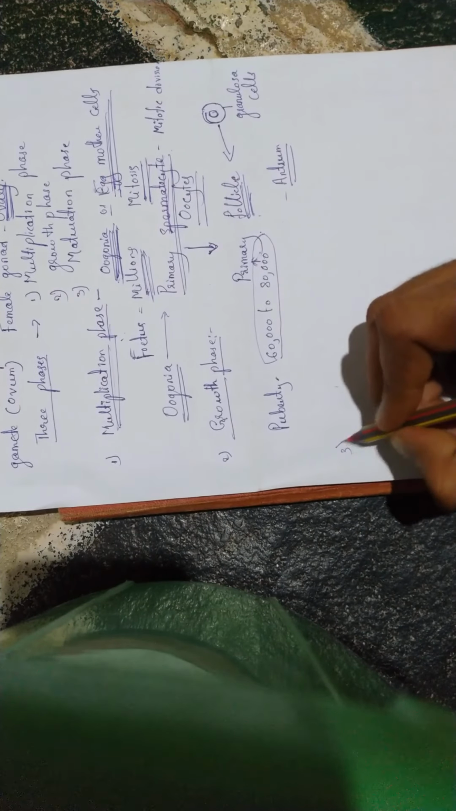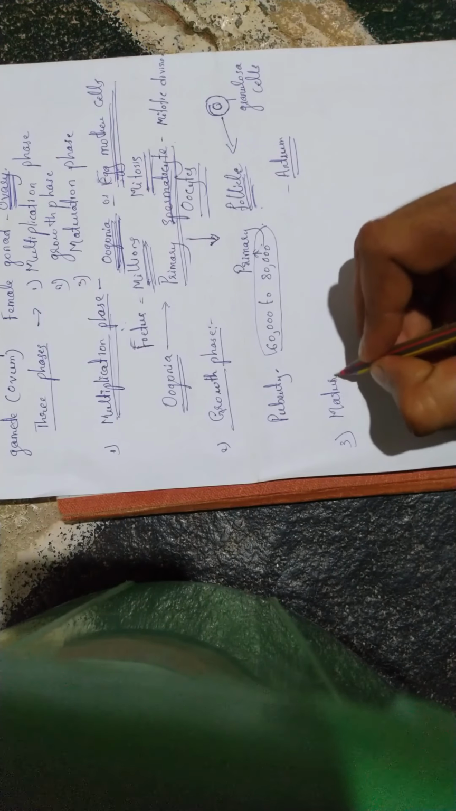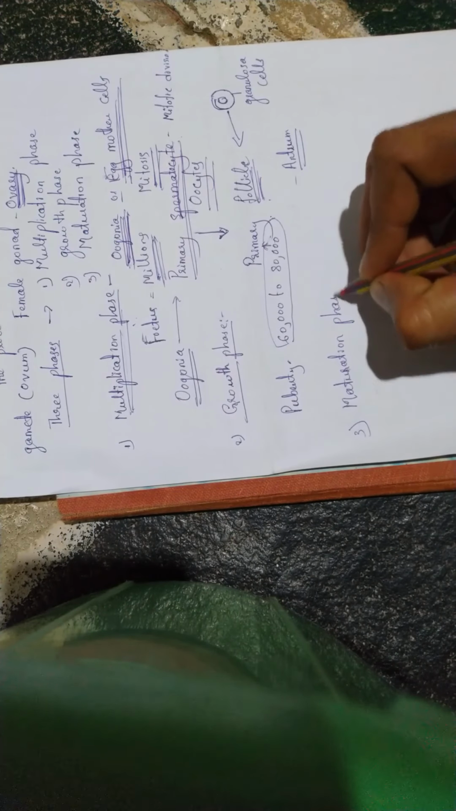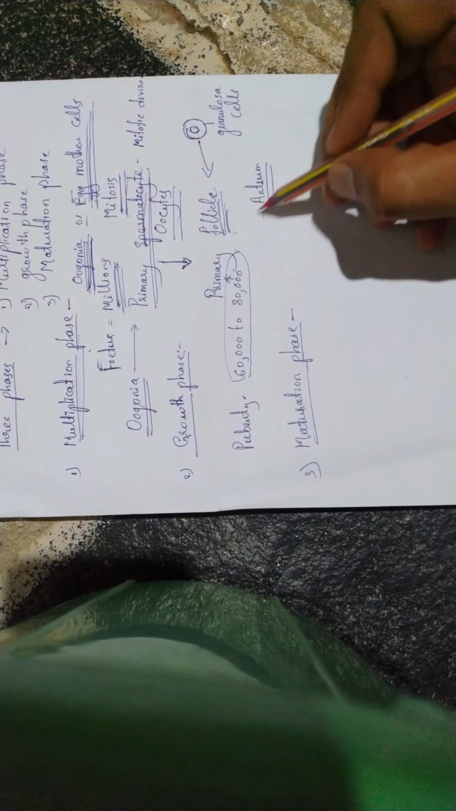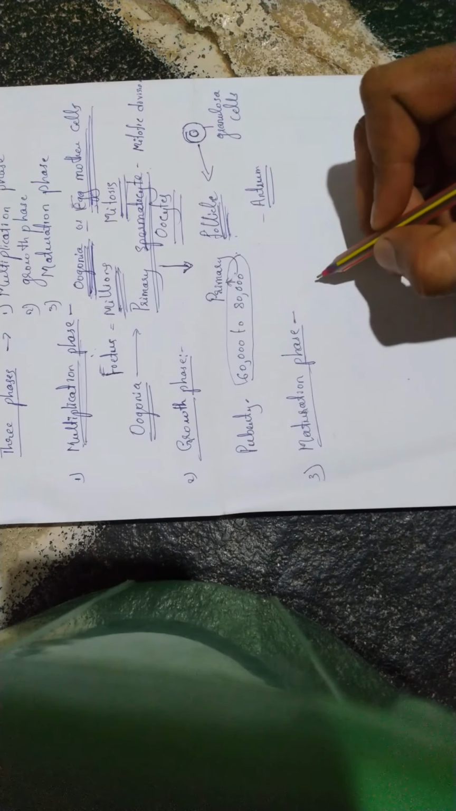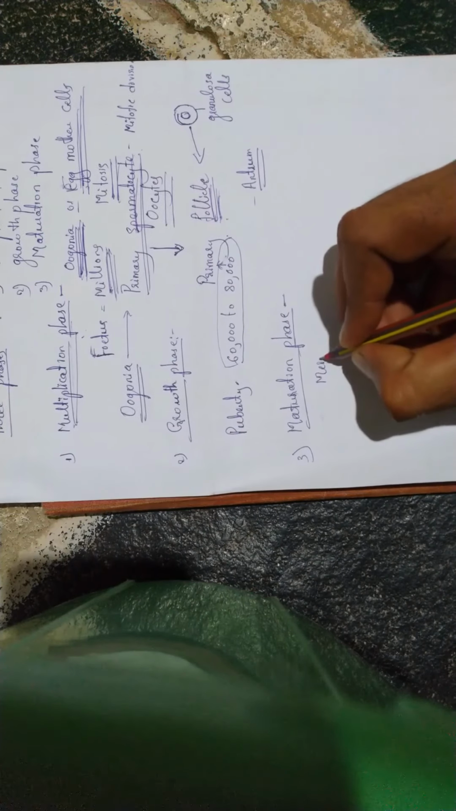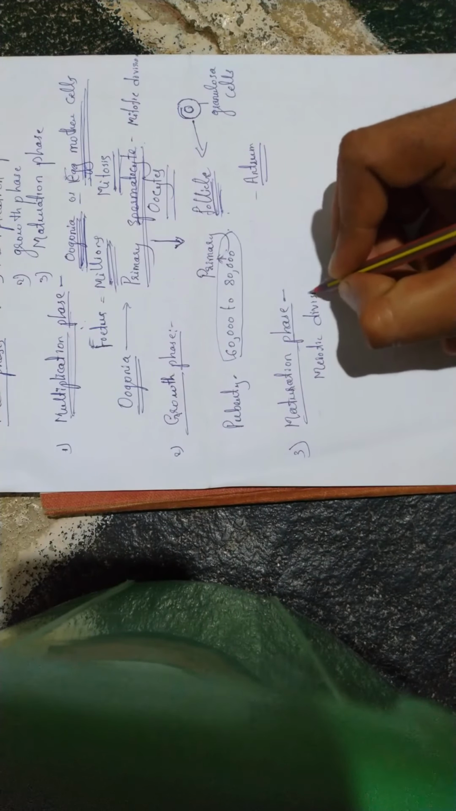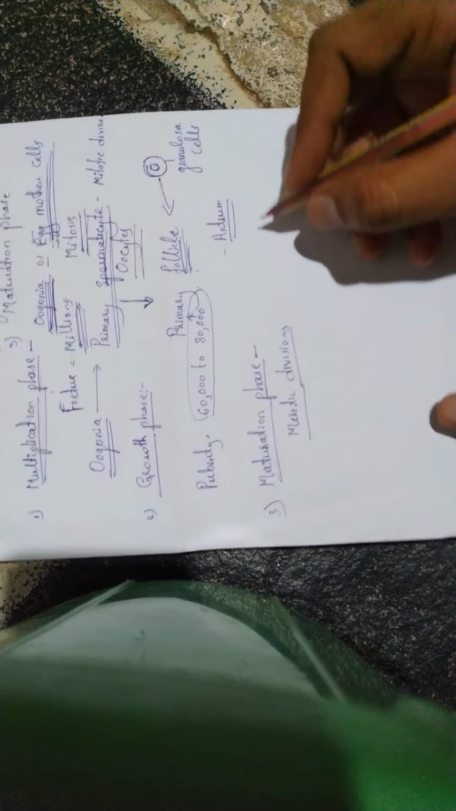The third phase is the maturation phase. Here, in the maturation phase, the primary oocyte undergoes two meiotic divisions. I will show this by a graphical representation now.